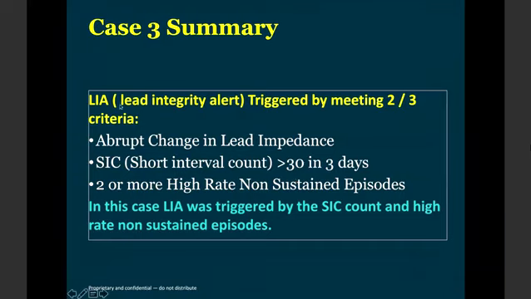So what is the summary in this particular case? A lead integrity alert is triggered by meeting 2 out of 3 criteria. Abrupt change in lead impedance is one criterion, which did not happen in this patient. Short interval count. I told you short interval meaning like 150 milliseconds. More than 30 such short interval counts in 3 days is one of the criterion to call it a lead disintegrity. 2 or more high rate non-sustained episodes is another reason to call it lead disintegrity. If any 2 of these 3 criteria is fulfilled, it will give an alert due to a lead integrity alert, and that is exactly what this patient got. The lead integrity alert in this case was due to an electromagnetic interference.